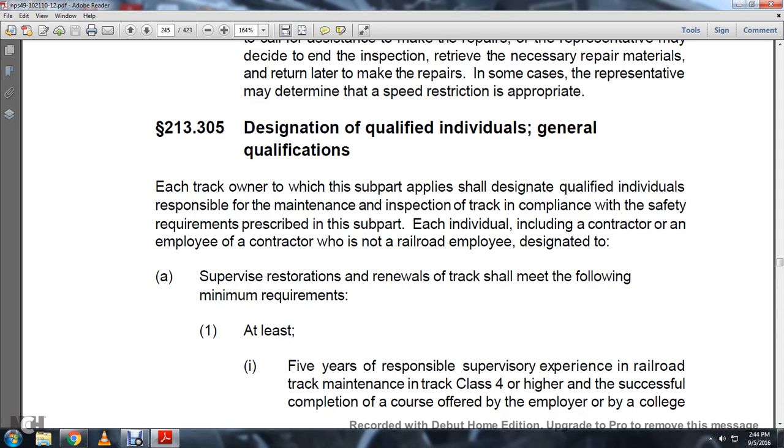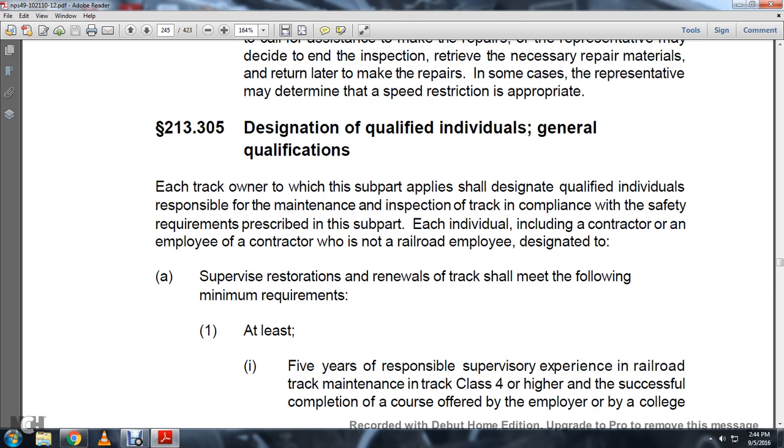213.305 Designation of qualified individuals; general qualifications. Each track owner to which this subpart applies shall designate qualified individuals responsible for the maintenance, inspection, and track compliance with all the safety requirements prescribed in this subpart. Each individual, including a contractor or employee of a contractor who is not a railroad employee, designated to A.